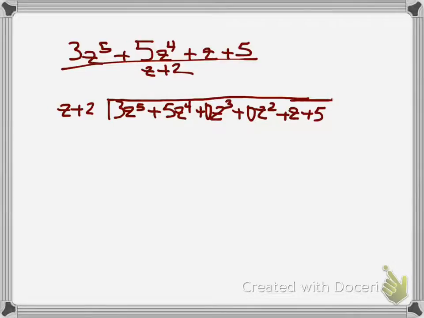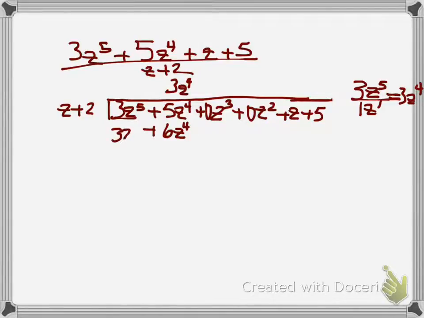All right. So again, we're going to focus on our lead terms here. I've got 3z to the 5th and z. So 3z to the 5th divided by z is 3z to the 4th, because 3 divided by 1 is 3 and 5 minus 1 is 4. So I have 3z to the 4th, and I'm going to multiply. 3 times 2 gives me 6z to the 4th. 3 times z is 3z to the 5th. Change your signs. Cancel out. 5 plus negative 6 is negative 1z to the 4th.